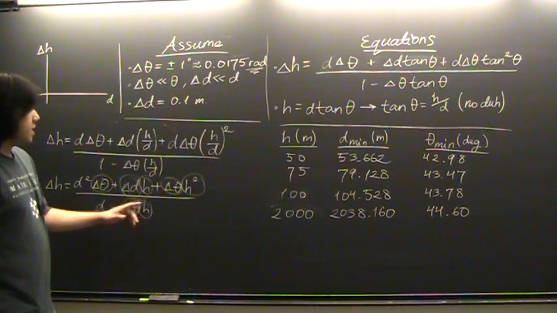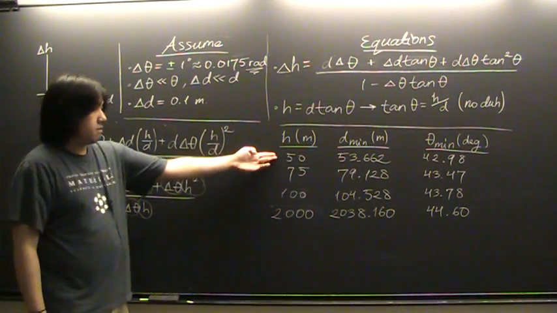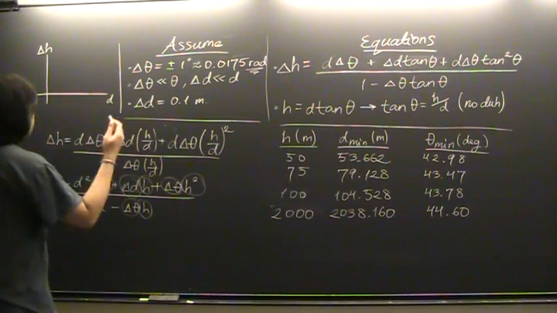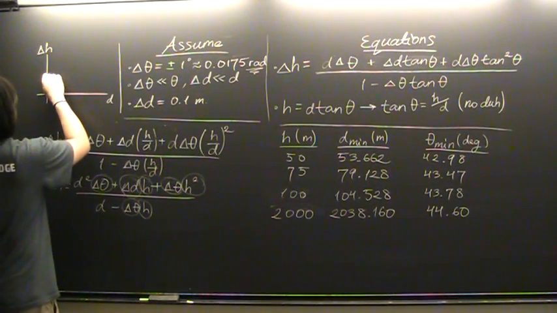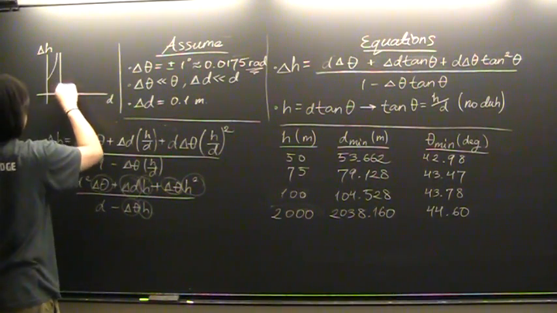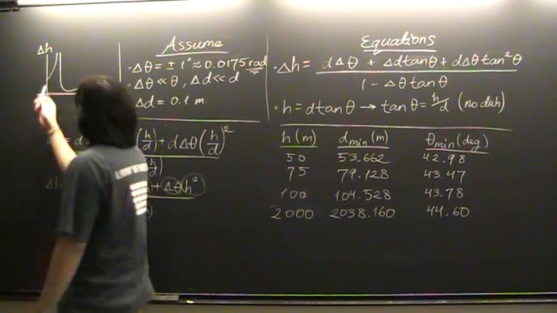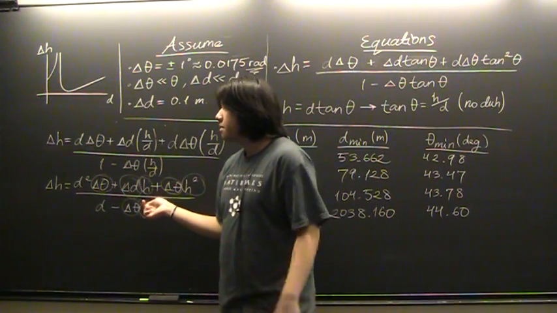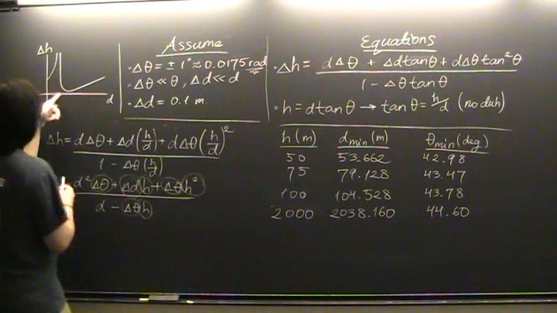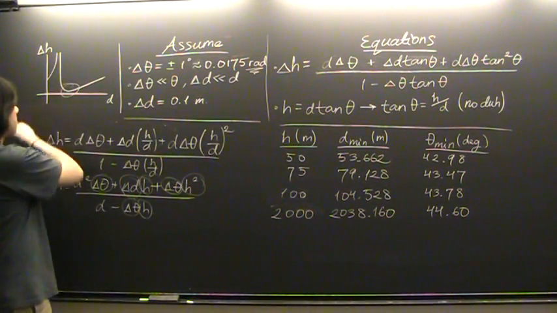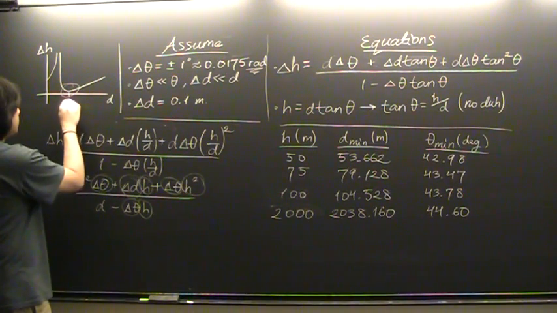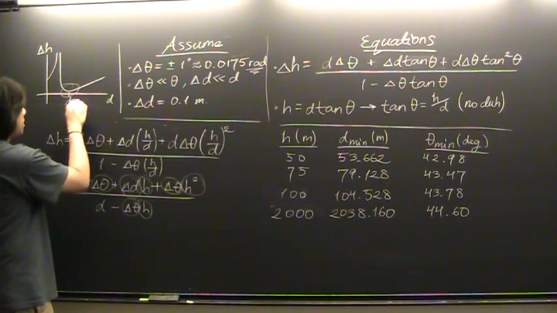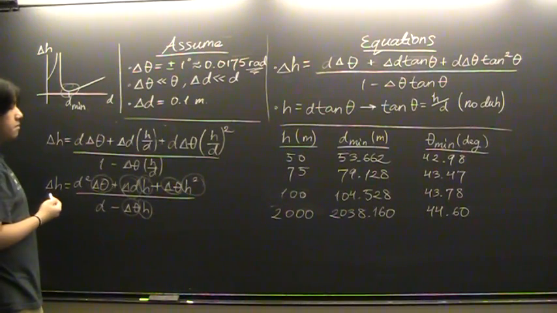So let's say we set h equal to, say, 50. For this, our graph is going to look something like this, where at first it will spike up because of the denominator. You'll have an asymptote, and then it quickly drops back down to some sort of minimum. And it is this d minimum here that we're interested in.